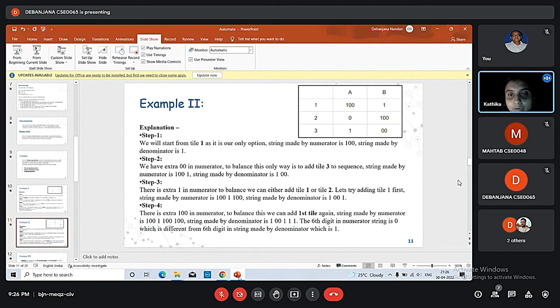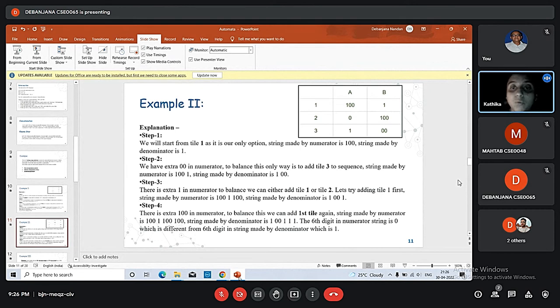Now we have to remember that we have extra zeros in the numerator, and in order to balance, the only way is to add tile 3 to the sequence. Now there is an extra 1 in the numerator. To balance, we can either add tile 1 or tile 2. These are the two possibilities. So let's try adding tile 1 first. The string made by the numerator is 1001 and 100, and the string made by the denominator is 1001.